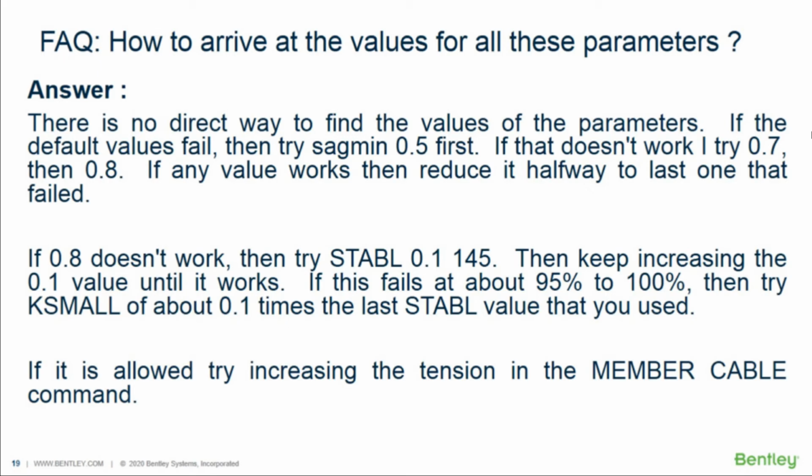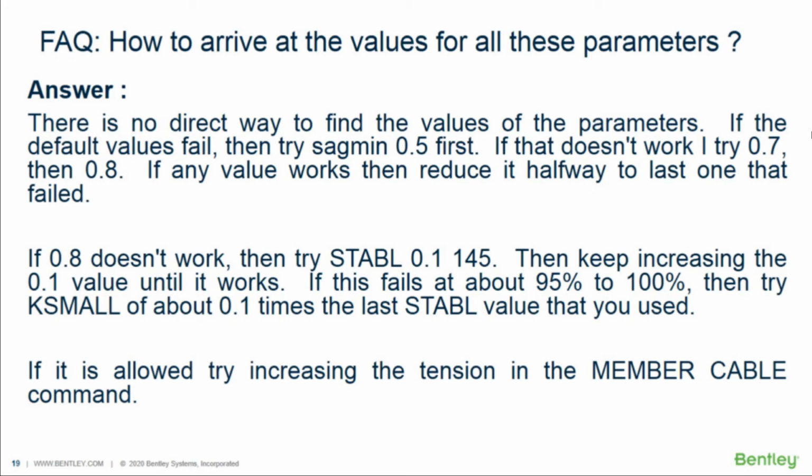If any value works, then reduce it halfway to the last one that failed, and then rerun the analysis. If the 0.8 value or 0.9 value also doesn't work, then I start using the stability parameter of 0.1 with 145 steps. Then keep increasing the 0.1 value until it works. If this fails at about 95% to 100%, then only try the K small parameter of about 0.1 times the last stability value that you used. If it is allowed, try increasing the tension in the member cable command.